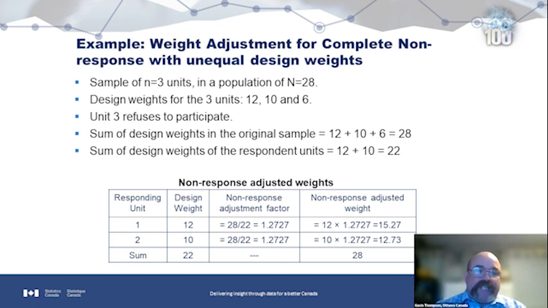And we see down in the table below, we just have to inflate by this factor of 1.2727 because that's the 28 over 22. And so when we multiply their design weights by this factor of 1.2727, we now have that the new weights are 15.27 and 12.73. So when we add these together, we get 28, which is back to our original population, which is the whole point of weighting. So this is how it works with non-response.